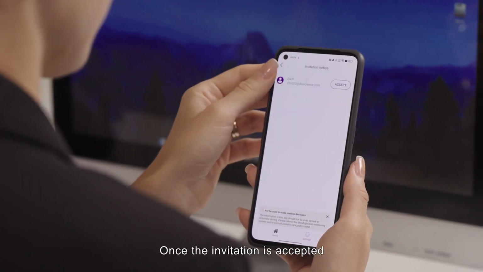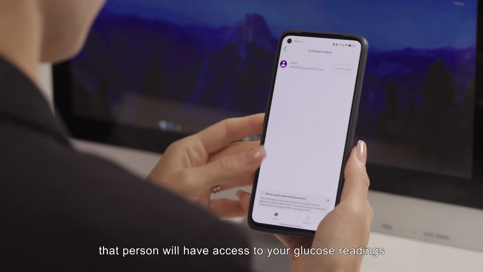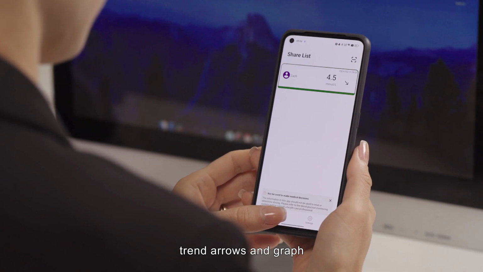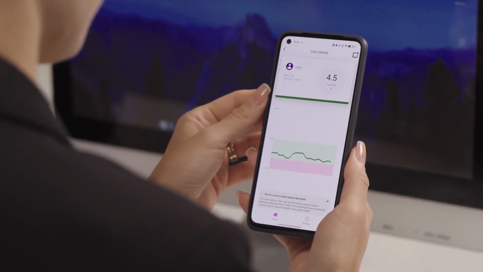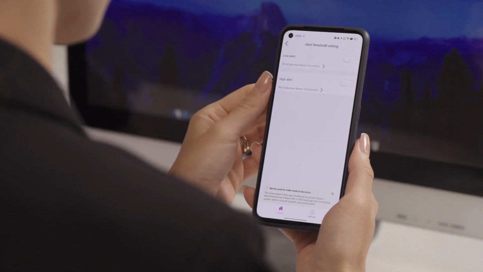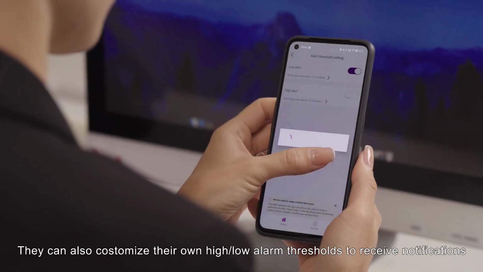Once the invitation is accepted, that person will have access to your glucose readings, trend arrows, and graph. They can also customize their own high-low alarm thresholds to receive notifications.